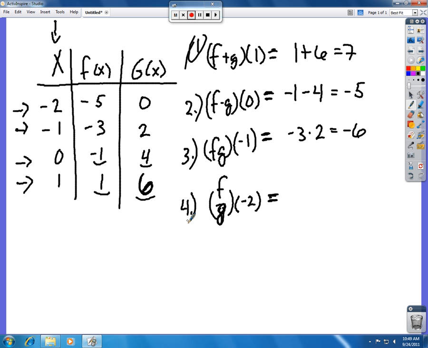For number 4 here, we have f divided by g of -2. So now we come back up here to -2, and we have -5 divided by 0. Well, we know we cannot divide by 0, so there's actually no answer here. No solution, however you want to say it. Undefined, no solution, null set, whatever floats your boat. So that's it for the table. Let's move on to the next type.